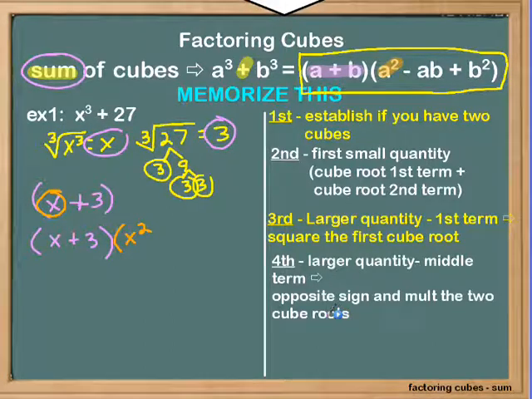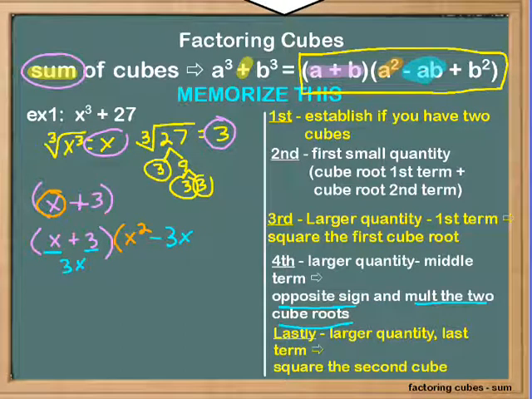So fourth step, we're going to find the middle term. And the middle term wants us to simply go ahead and find the opposite sign and multiply the 2 cube roots. What were my 2 cube roots again? My 2 cube roots are what I see right here, the x and the 3. And so if I multiply them, that would mean 3 times x. Opposite sign is negative, so negative 3x. So that would be how I find the middle term. Notice that it's negative. Very important. And finally, the last step is to go ahead and square the second cube root.